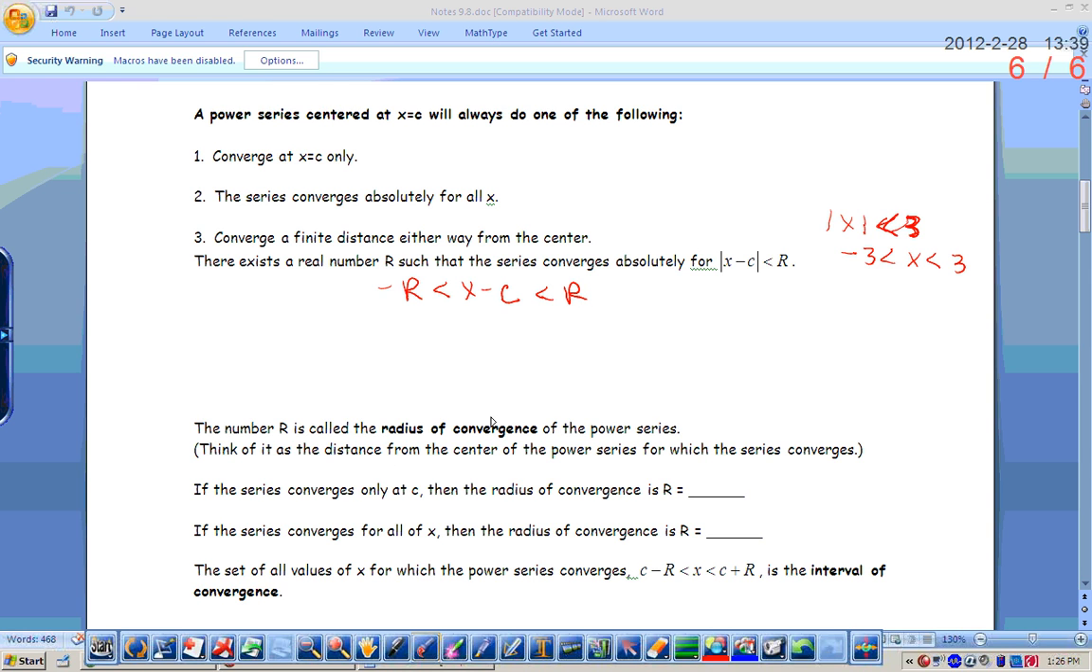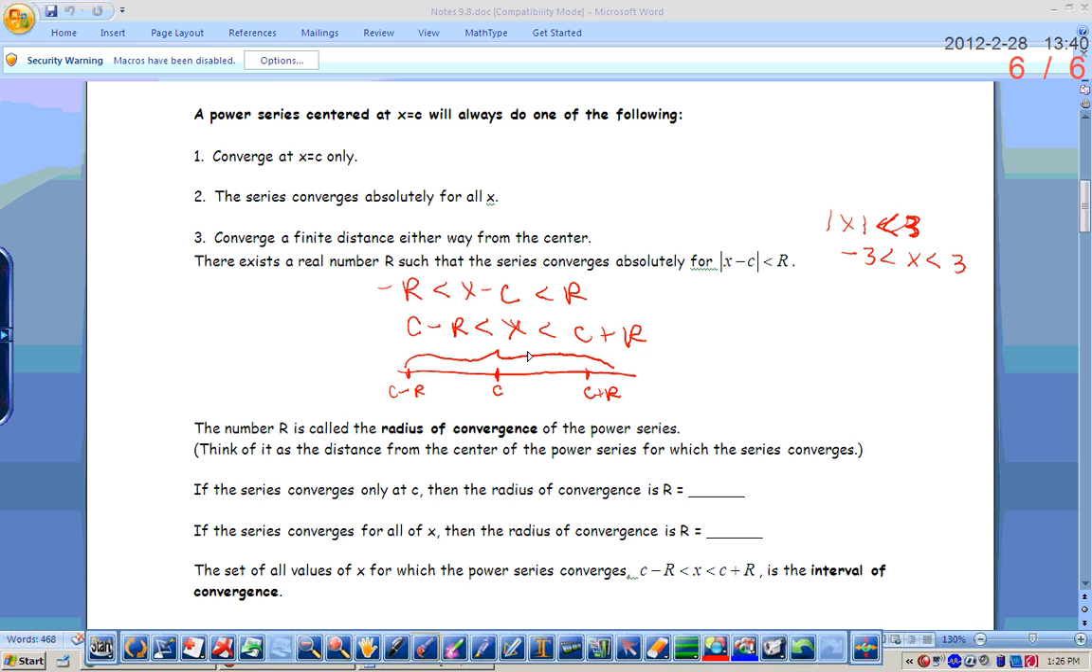And this number r is called the radius of convergence. So that's how far from the center that series will converge. So if we solve this inequality for x, if I add c to both sides, then I get c minus r is less than x is less than c plus r. And what that means is your center is at some value. And if you add r, you would be at the point c plus r, and if you subtract r, you would be at c minus r. So this whole interval between c minus r and c plus r is x, and all those values of x are where the series converges.